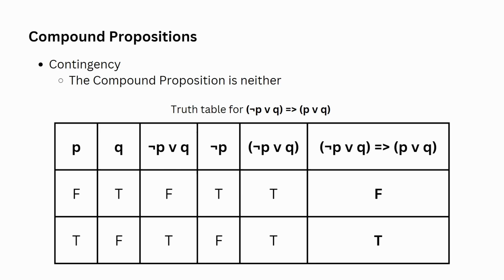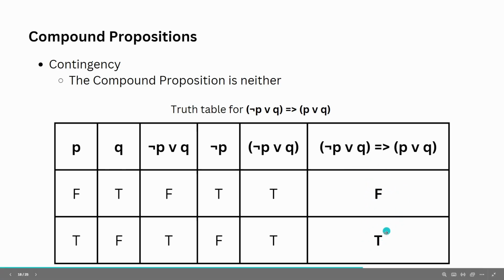Next we have the contingency, which means the compound proposition is neither always true nor always false. If we look over here, one is false and one is true, meaning there's a contingency, it is not the same.